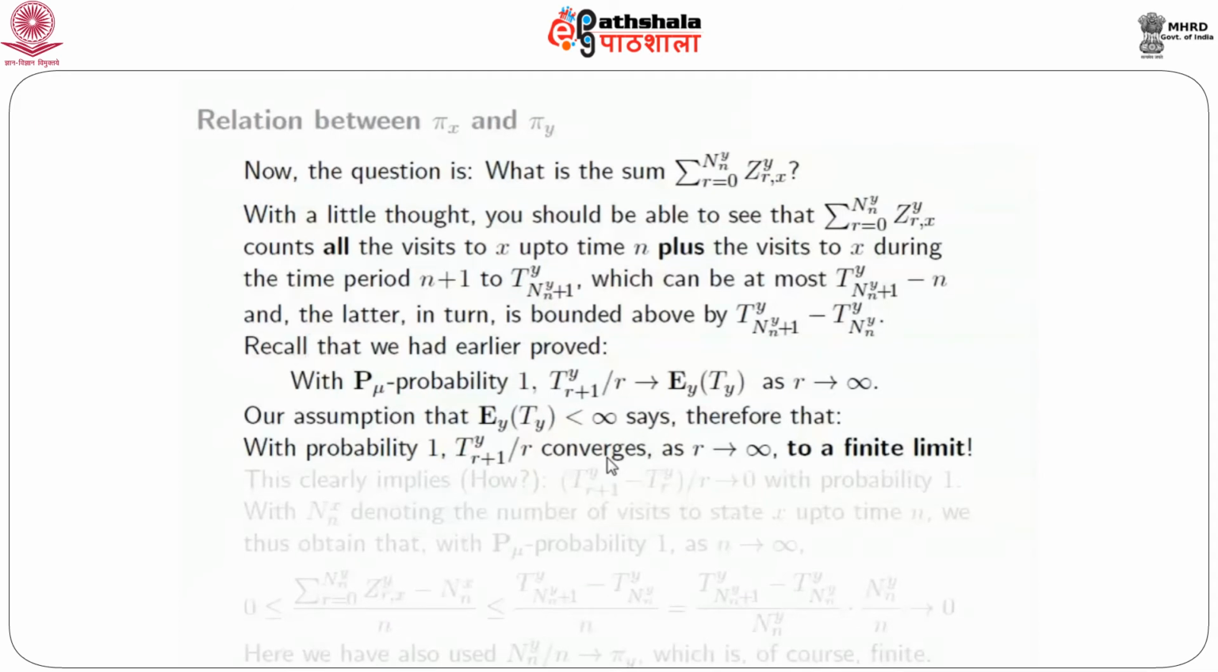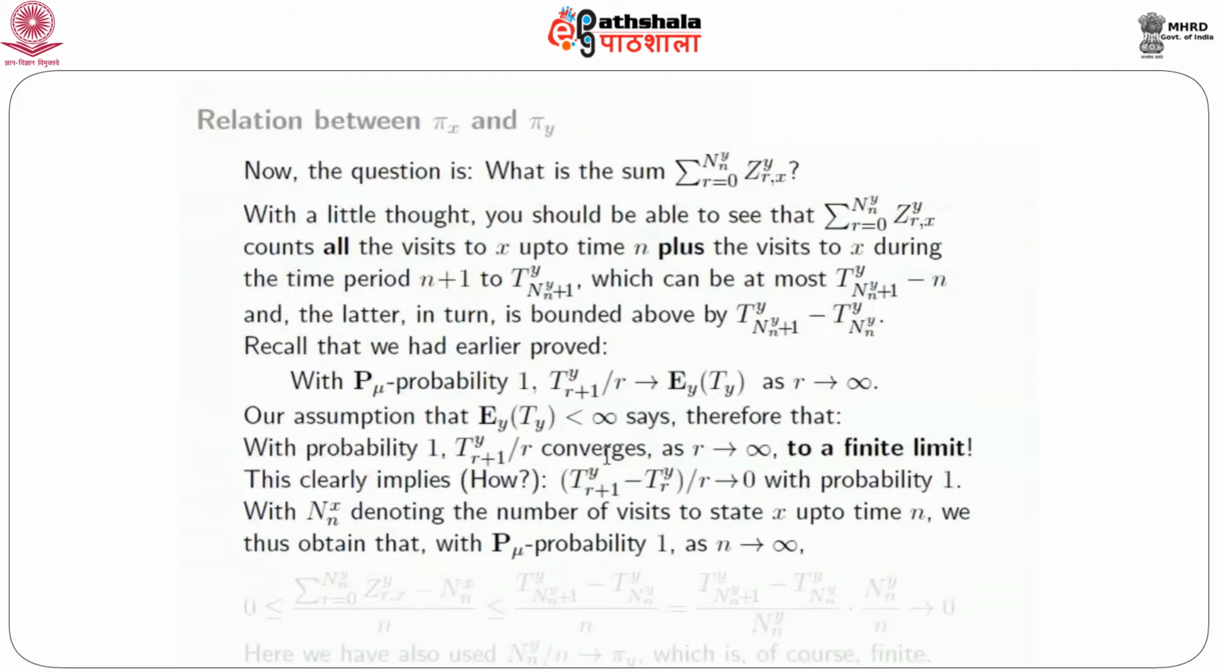Now, from that, just a little bit of calculus, this would clearly imply, just convince yourself, that if you look at T_{r+1}(y) minus T_r(y), that divided by r has to go to 0 with probability 1. So, just convince yourself. If a sequence over r converges to a finite limit, then the differences of the sequence divided by r has to go to 0. That's all it's saying.